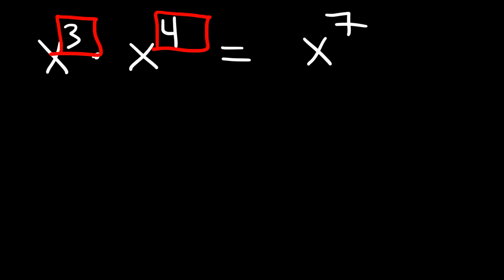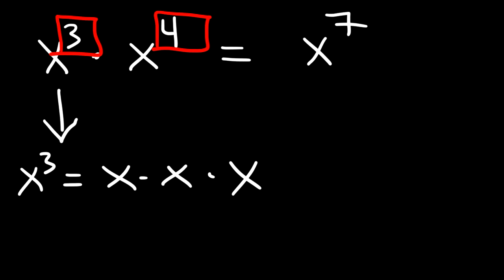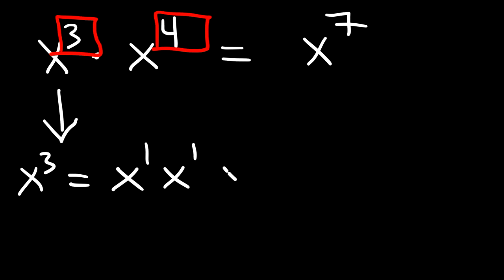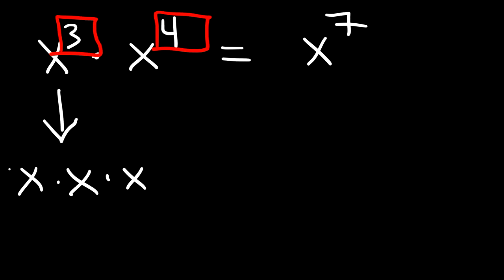Now let's understand why that's the case. So what really is x to the third power? X to the third power is basically x times x times x. So what it means is that we're multiplying 3 x variables together. And x is basically x to the first power. So 1 plus 1 plus 1 is really 3. So I'm going to write x cubed as x times x times x.